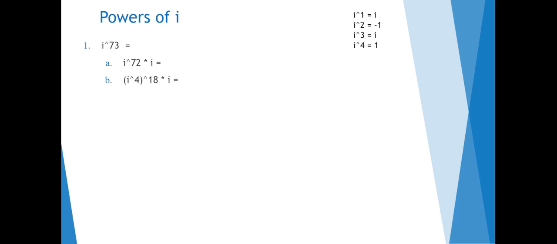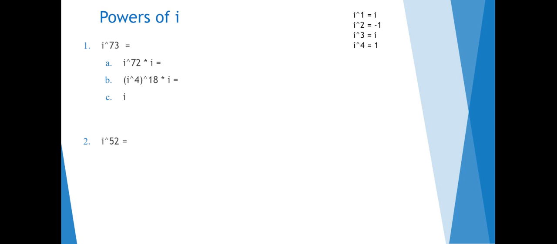We could break that up into i to the 4th power to the 18th power times i. Because 4 times 18 is 72, and we're using one of these 4 powers, so i to the 4th is 1 right here, so basically we can just sub in 1 into this, so it would just be 1 to the 18th times i, and 1 to the 18th is basically just 1, and 1 times i is i. So yeah, i to the 73rd power is i.